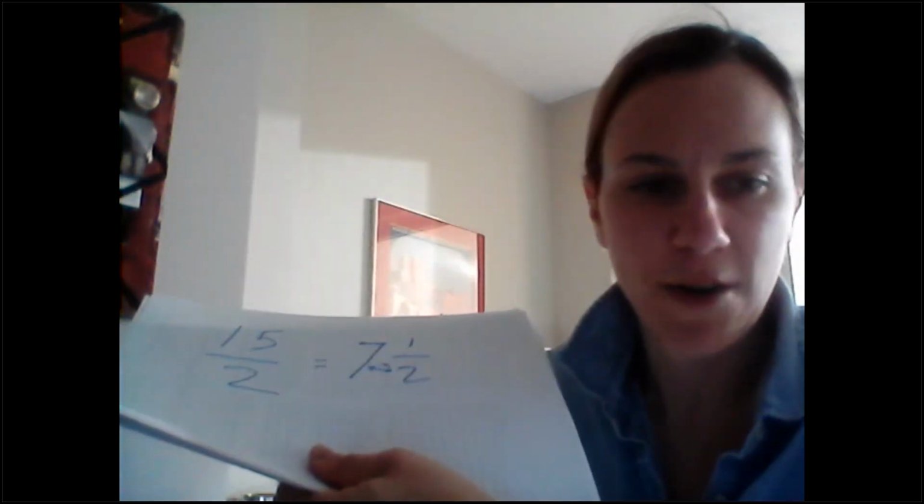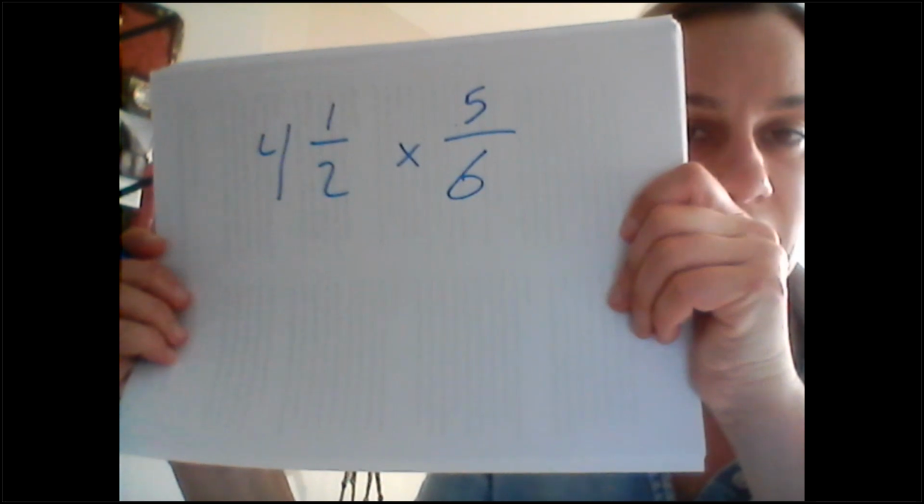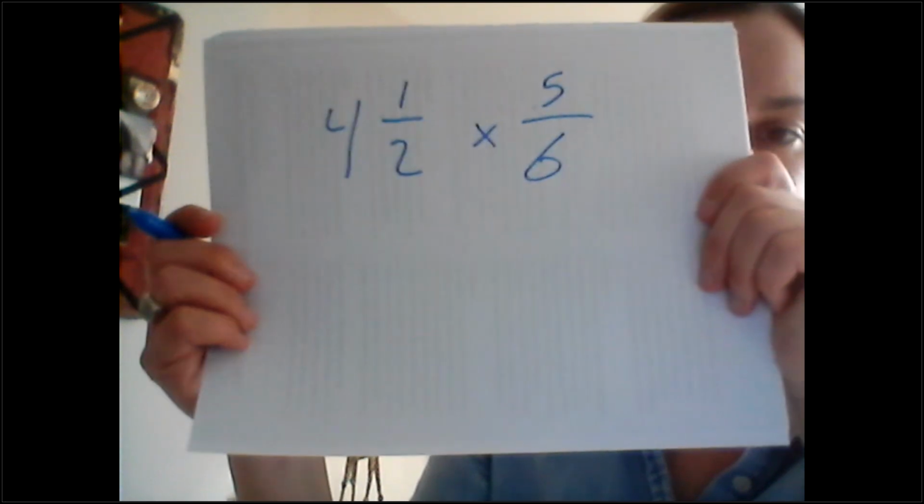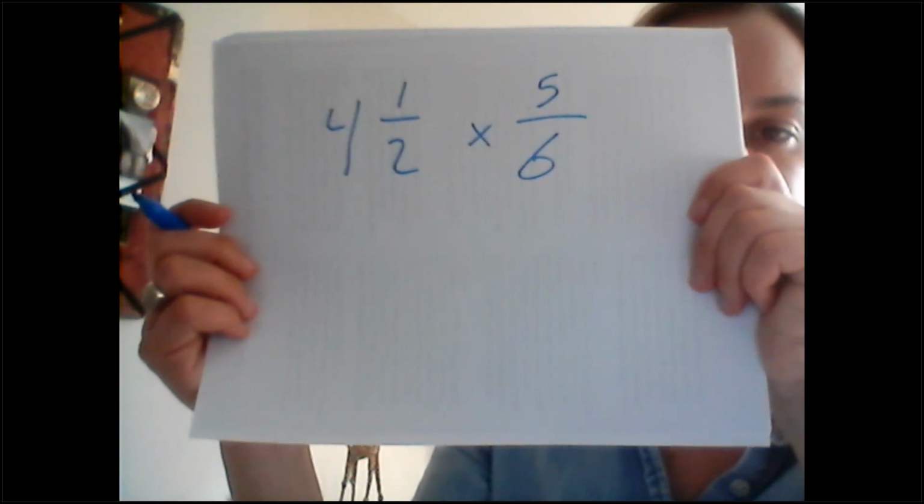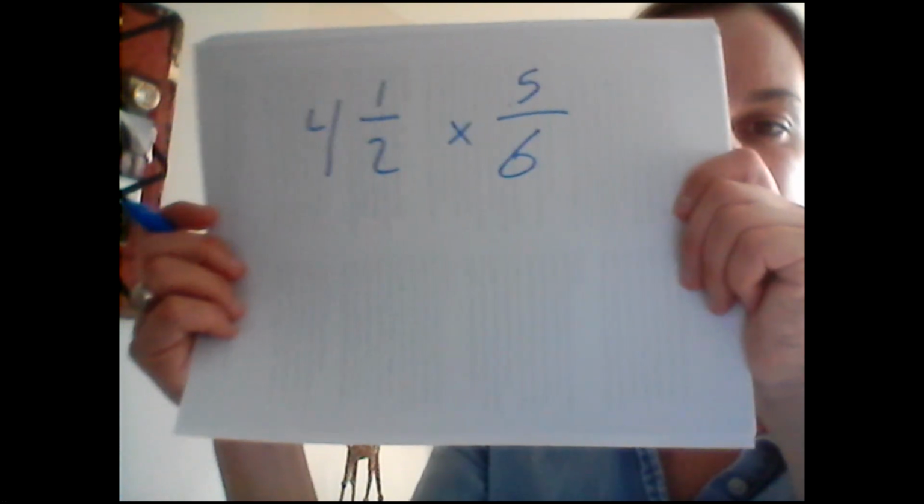Okay, let's try one more, because there are a couple steps there: 4 and 1/2 times 5 over 6. Okay, so in this case, I have a mixed number. The 4 1/2 is the mixed number, and the 5 6 is the fraction. So in order to multiply these out, I need to turn the mixed number, the 4 1/2, into an improper fraction so that I can multiply it by my 5 6.